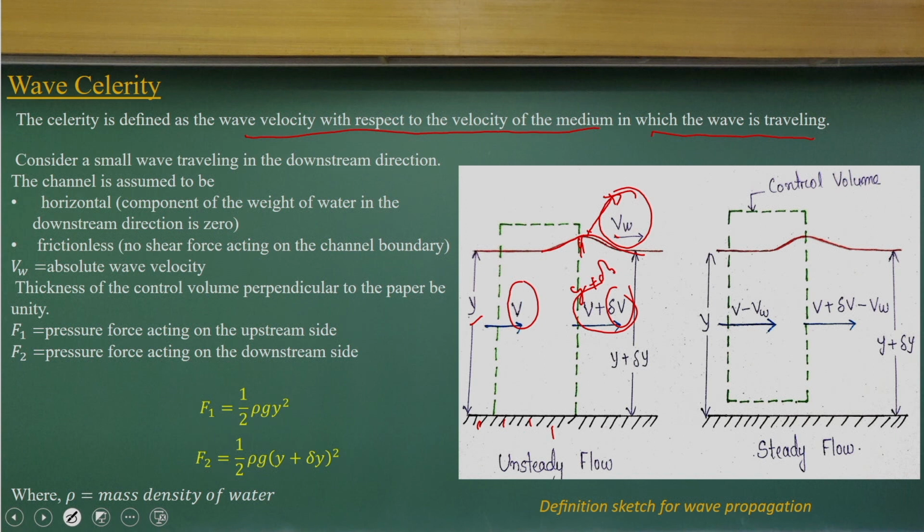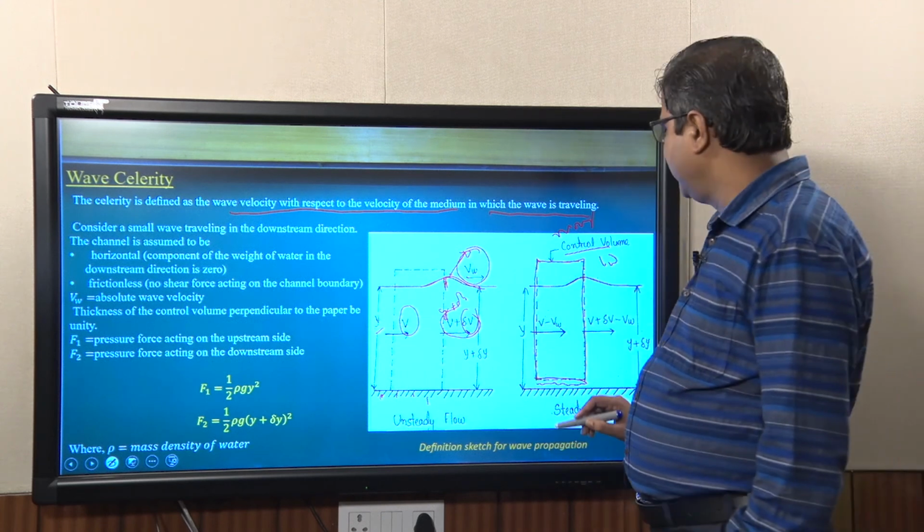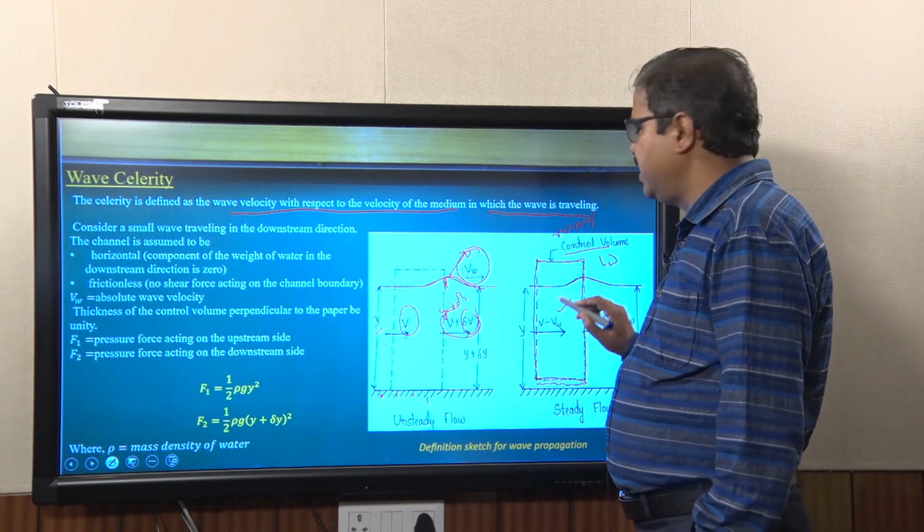What can we do? We can consider a moving control volume with Vw. With a control volume moving with Vw, the problem becomes a steady problem. It is quite easy now. Neglecting the friction forces, we can use this control volume for mass conservation and the linear momentum equation to get what the Vw value would be.